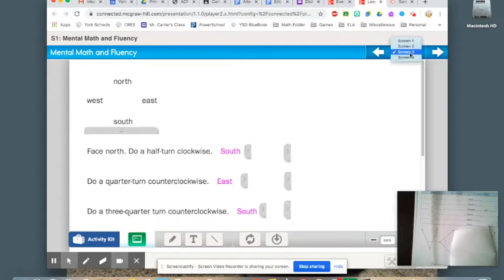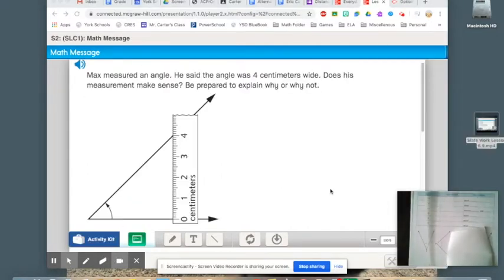Okay, let's go to our math message down here. It says, Max measured an angle. He said the angle is 4 centimeters wide, as you can see here by the ruler. Does this measurement make sense? Be prepared to explain why or why not.